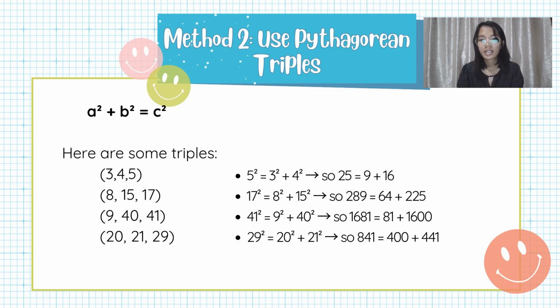Another example is 9, 40, and 41. So 41 squared is equal to 9 squared plus 40 squared. 41 squared is 1681, 9 squared is 81, and 40 squared is 1600. So 81 plus 1600 is 1681. So yes. And also, the smaller numbers give us sums of two squares.